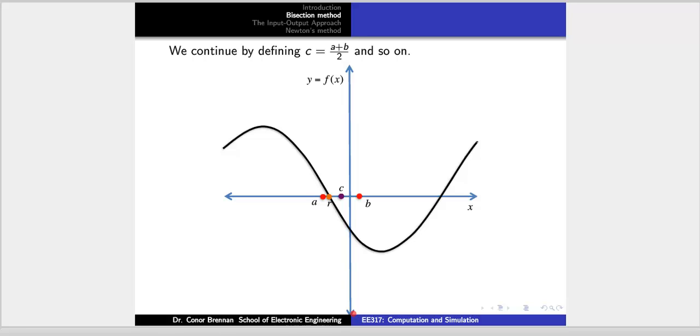Any other queries about it? It generally works. If you can find A and B that bracket a root and apply this algorithm, it will find you the root. In contrast to other algorithms that we'll define now in a second.